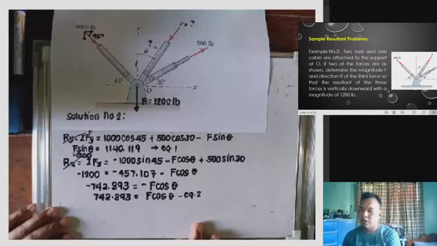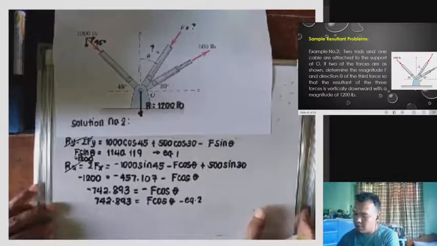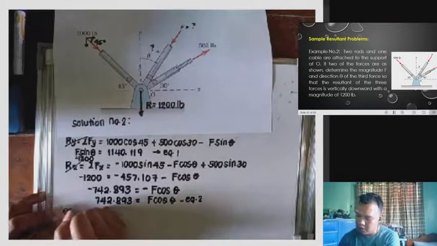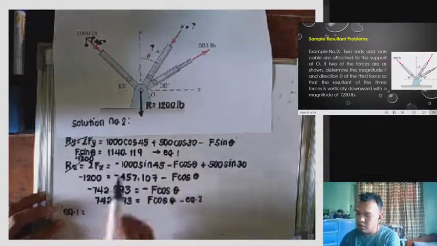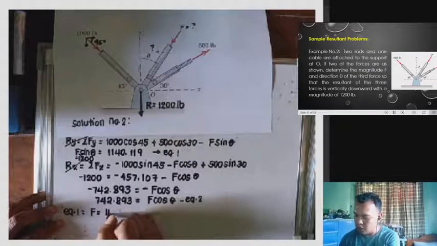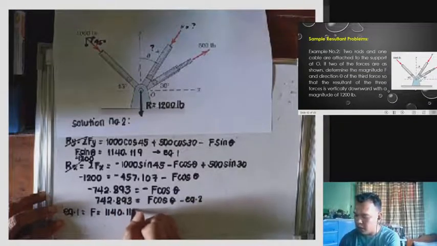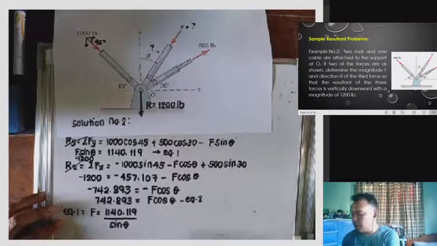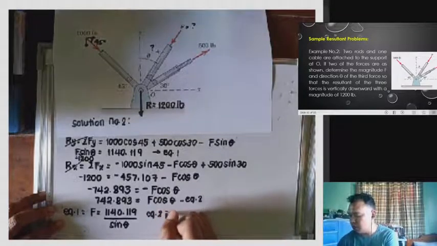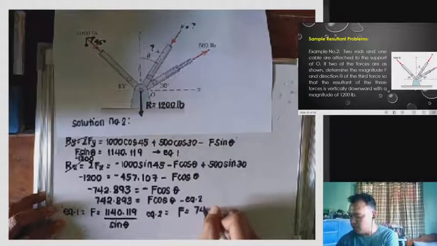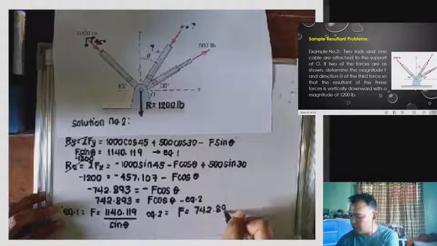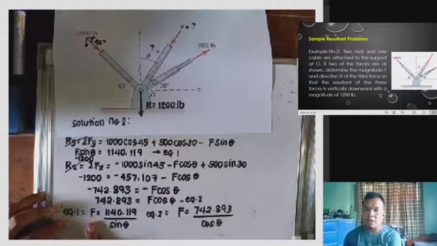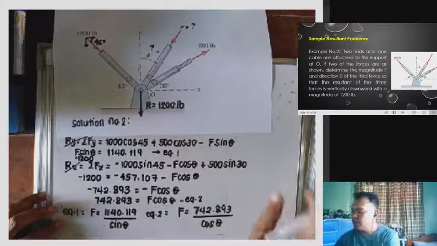Ngayon, sabihin kong pagsasamahin ko yung equation 1 and equation 2. So, I could say that equation 1 is equivalent kay from dito. So, pwede ko sabihin F is equivalent kay 1140.119 all over sine theta. Tama? Then, itong sa equation 2, I could say that F is equivalent kay 742.893 all over cosine theta. Therefore, F is equivalent kay F. So, pwede ko ito ilagay sa kabila, no? So, dito na lang ako sa kabila.